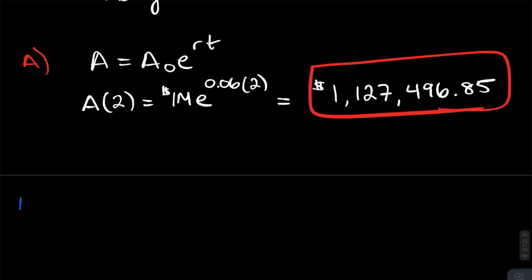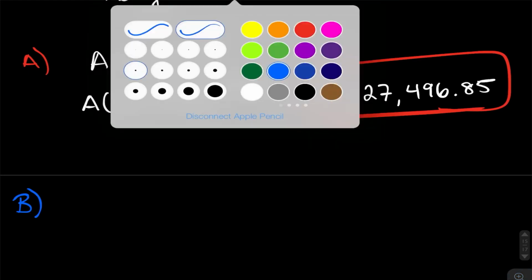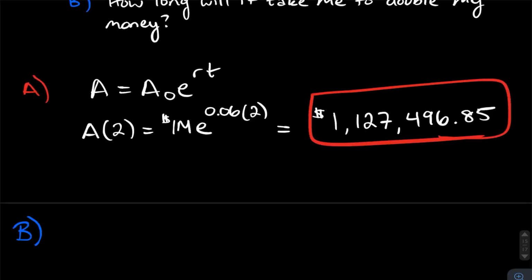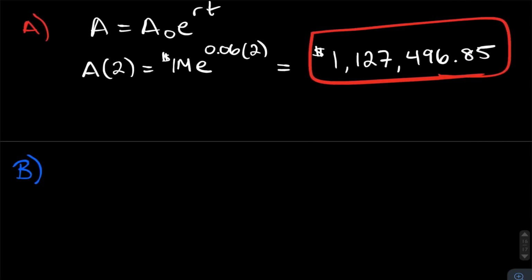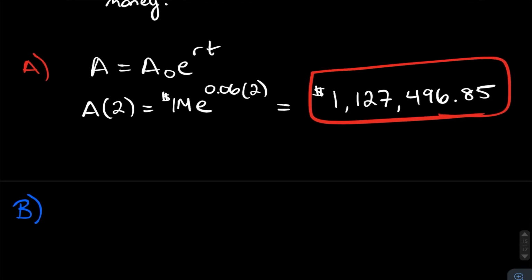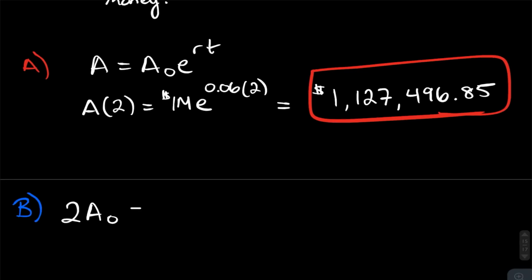Now for part B, how long would it take me to double my money? Well, this is actually something that we've talked about with the half-life equation. We would not need to know how much I've initially invested to answer this question, because we know the rate of interest, and we know that if I've doubled my money, that means that my A is going to be twice the initial amount. And so just be on the lookout for that.